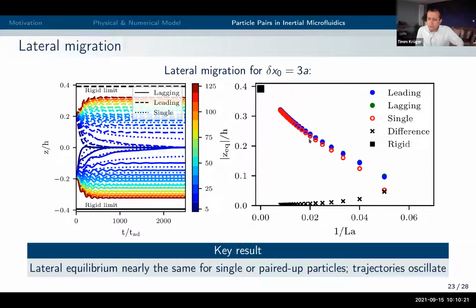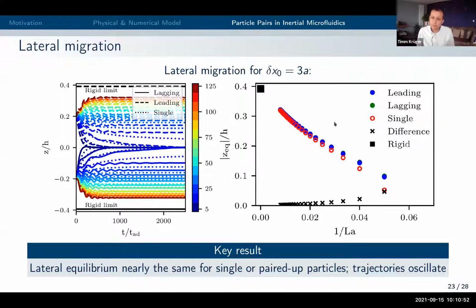The important observation here is that the leading and lagging particle have equilibrium positions that are virtually on top of each other. You cannot see the difference between the blue and the green dot here. They are basically on top of each other, but the particles are on different sides of the channel. So one of them, and that's why you see the magnitude here, one of them is always at a positive, the other one at a negative Z value. But these values are by magnitude essentially the same.